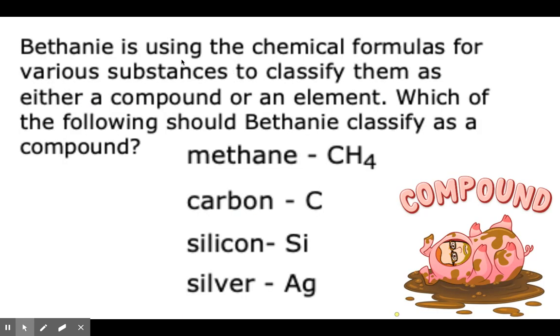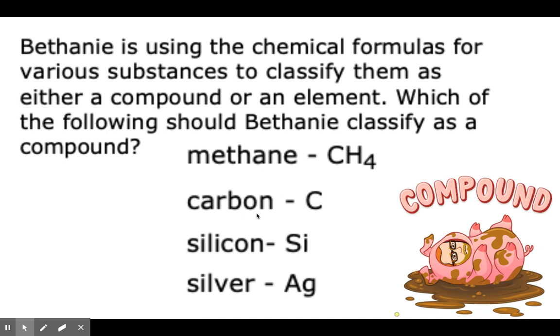Bethany's using chemical formulas for various substances to classify them as either a compound or an element. A compound is more than one element combined together with chemical bonds. An element is a pure substance that cannot be broken down into more than one substance. So let's look at the choices. Which of the following should Bethany classify as a compound? Methane, CH4. Well, if you looked on the periodic table of elements, you could not find methane. It is not an element. It's made of carbon and hydrogen combined together. So therefore, it is a compound, and it is the answer.